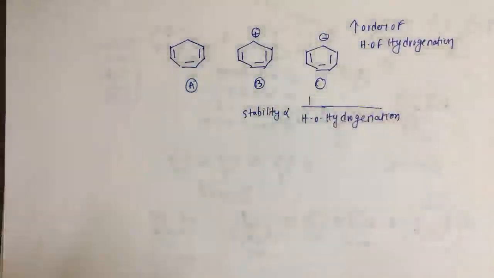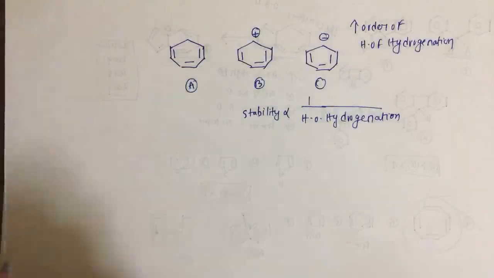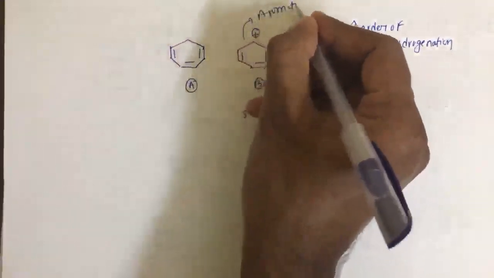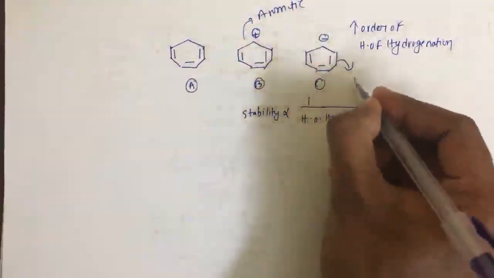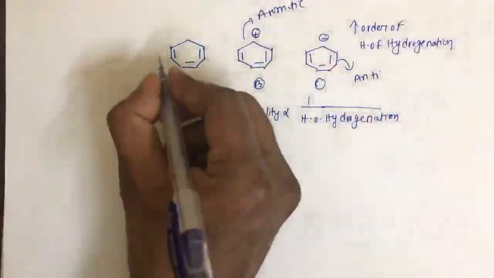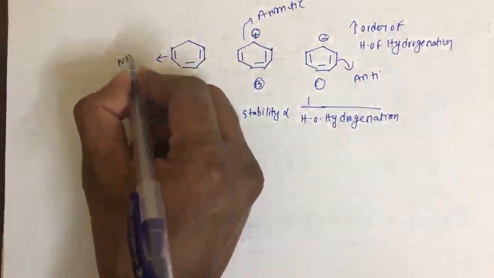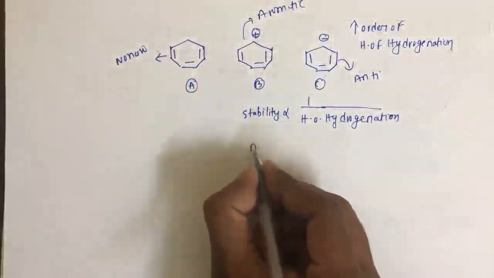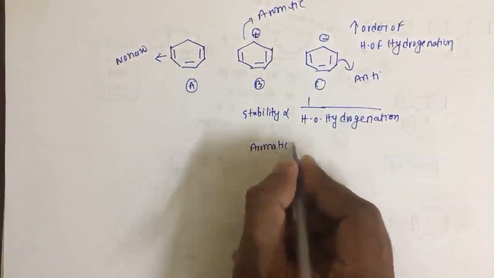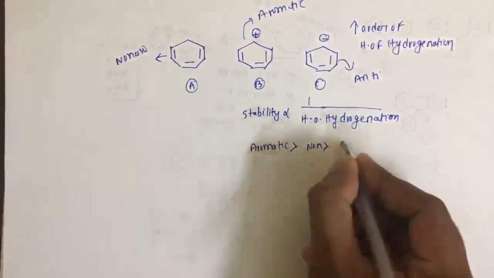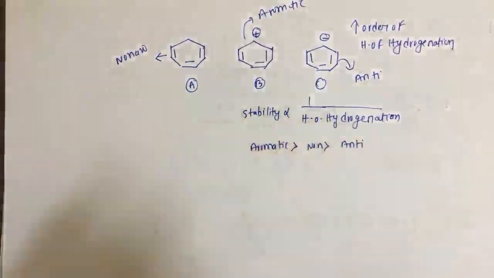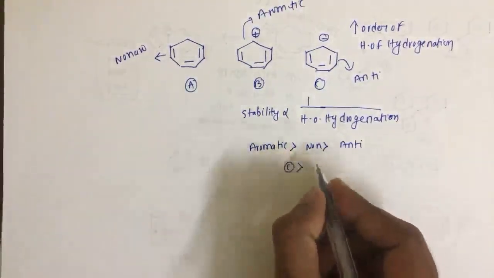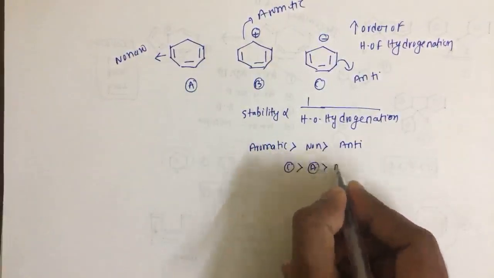Okay, so here which one is more stable? First we arrange them by aromatic character. So this is aromatic, then this comes under anti-aromatic, and this comes under non-aromatic. If you see the stability order, aromatic is more stable, then non-aromatic, then anti-aromatic. So stability is inversely proportional to heat of hydrogenation. So C will have more heat of hydrogenation, then A, at last B.